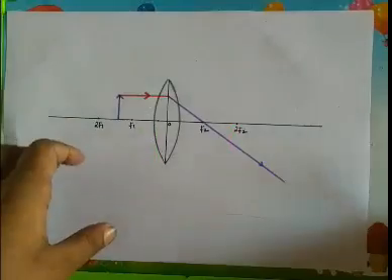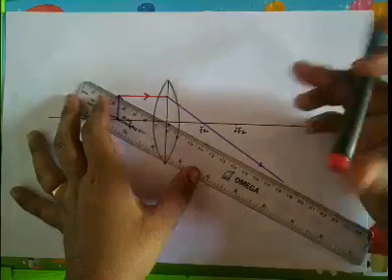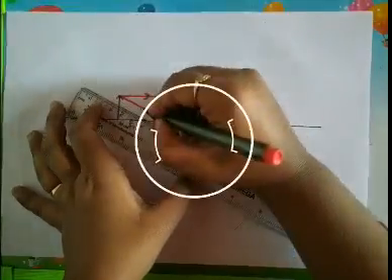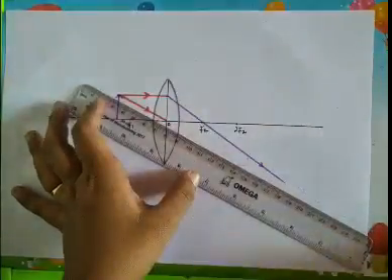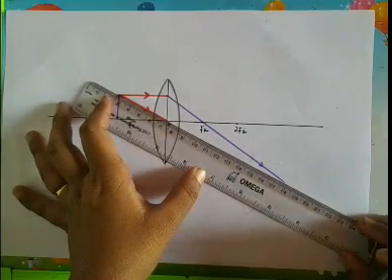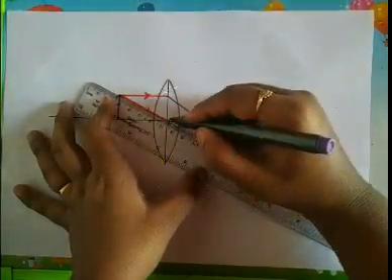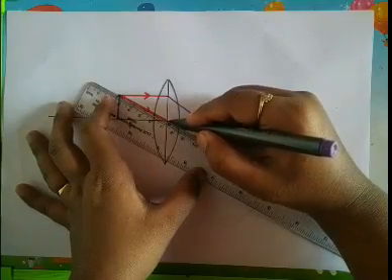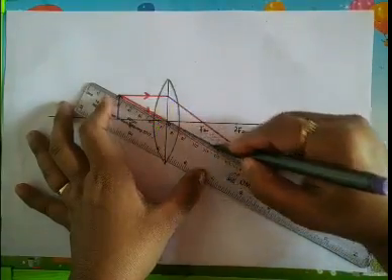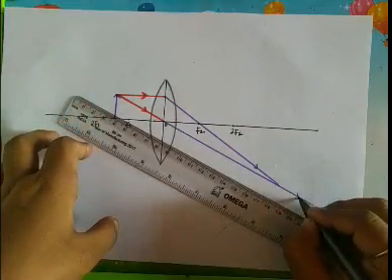Okay, and in the second rule, if an incident ray is falling towards the optical center, then no refraction will take place. So light will pass through the lens without deviation. Without deviation it will pass through. This would be the refracted ray.